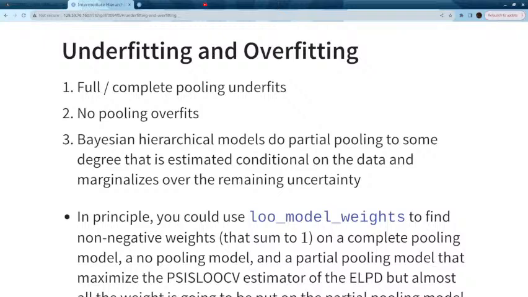That is said to be a no pooling model, and those tend to overfit the data because you're not telling them, well, these two states are pretty similar. I would not expect the parameters governing the data generating process to be too different between them. Whereas hierarchical models do partial pooling, so they allow some amount of heterogeneity, and they allow you to estimate how much heterogeneity there is. You have to have a prior about that, but you can get updated posterior beliefs about that, and your posterior distribution allows you to marginalize over the remaining uncertainty.